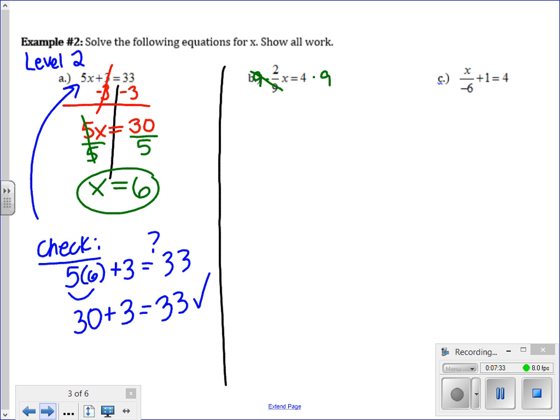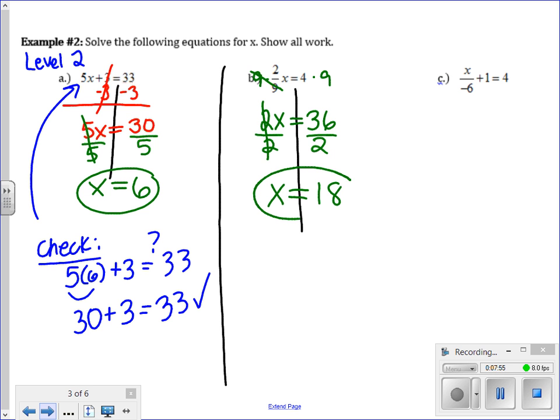And I forgot to draw my line for equals. The 9 cancels off, and I'm left with 2x equals 36. Now that I have 2x, this is much nicer to solve. I'm going to divide both sides by 2 to make the 2 go away. And I end up with x equals 18. I can check my work just like I did in problem A.